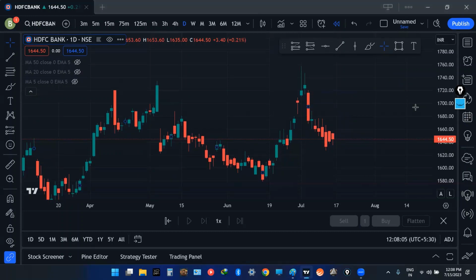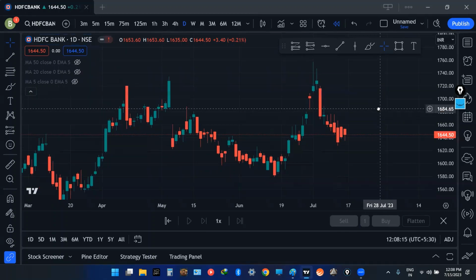So I will never be taken aback, or I will never fear from any news or anything. Any news, everything is factored in the chart itself.